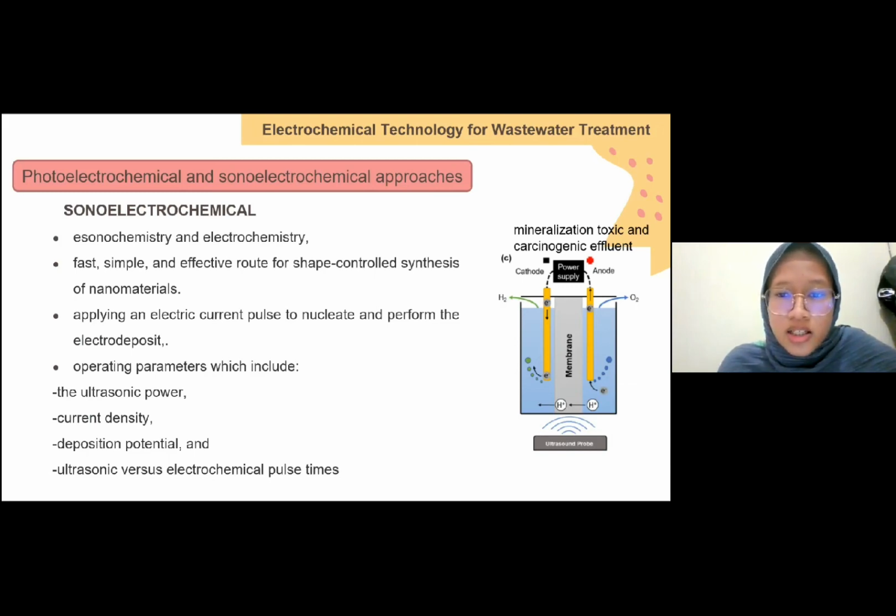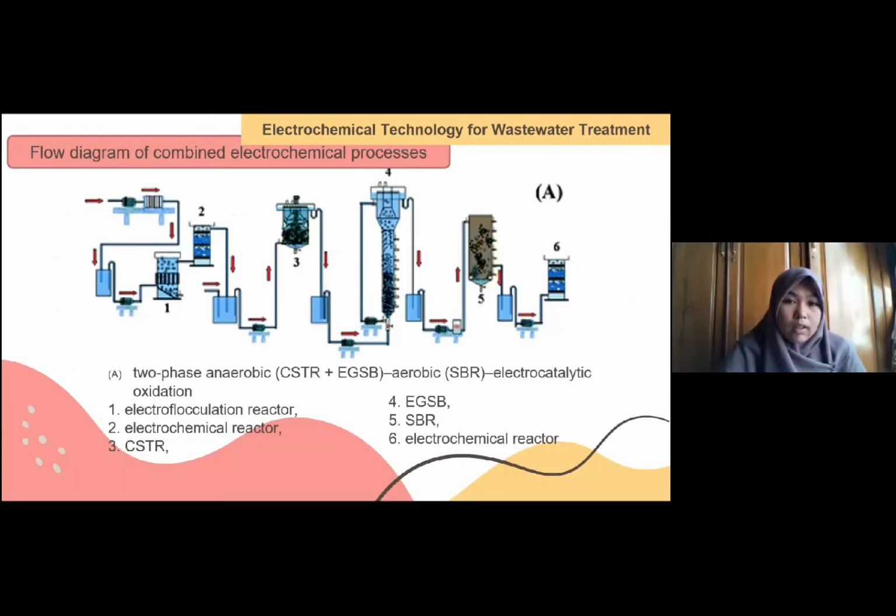The next is a combination of electrochemical technology with other processes. Like in this diagram, we can see that it consists of electrochemical and biological processes. Electrochemical technology is commonly used for wastewater treatment in industry because industry produces a lot of waste in a short time, so it needs to treat the waste faster.